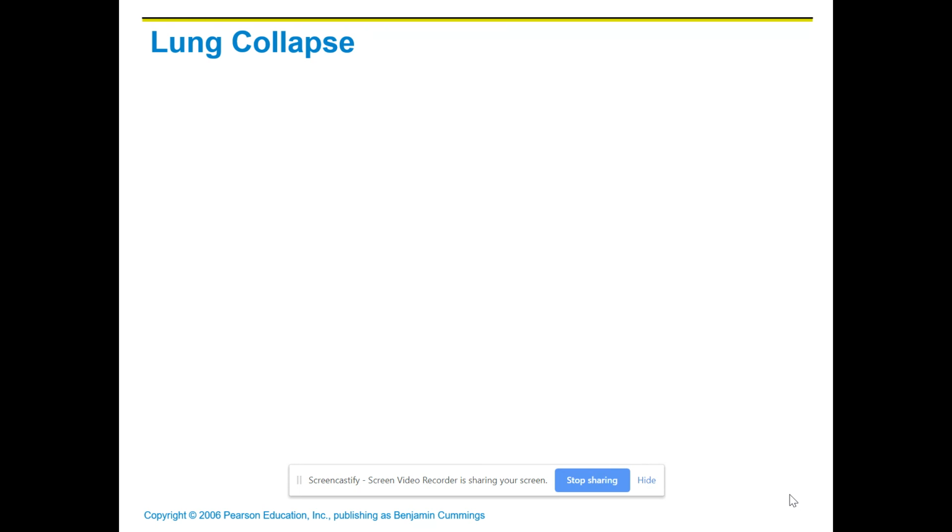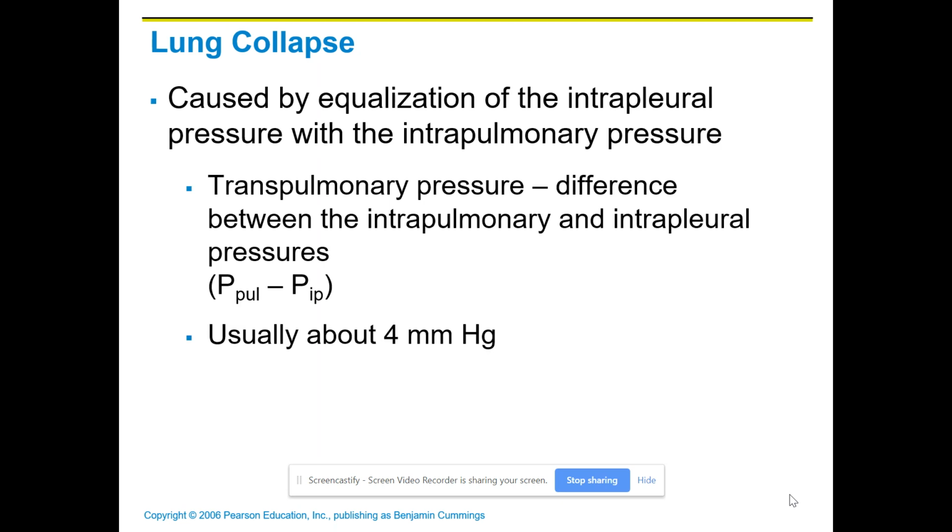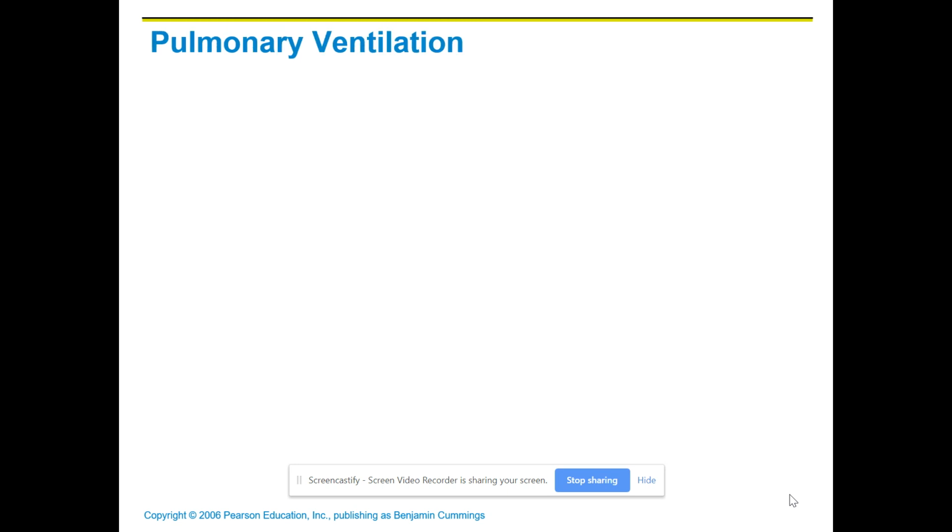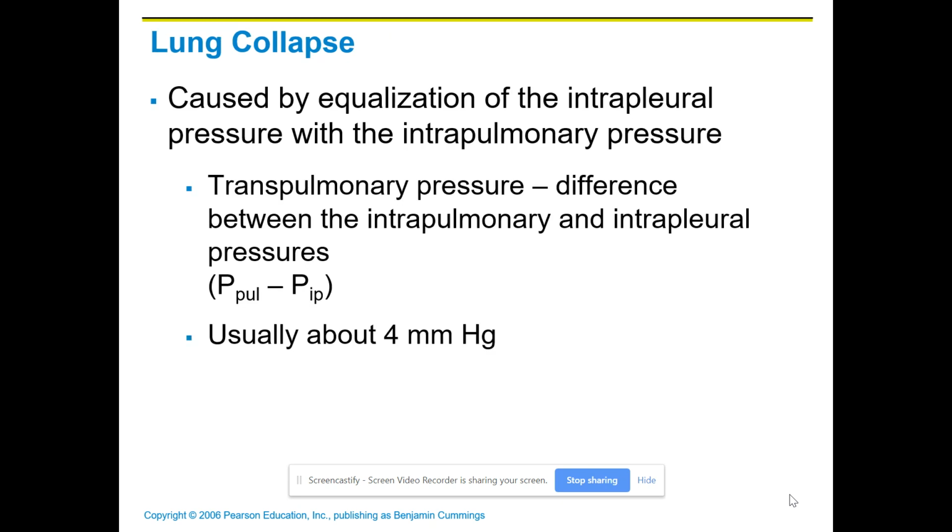This intrapleural pressure is important because it keeps our lungs partially inflated. Remember, it's about 4 millimeters of mercury less, which means that our chest cavity is slightly negative, slightly sucking on the lungs. When you suck on something, the same way that you suck air through a straw, it makes the lung inflate. To remove that 4 millimeters of mercury, what's going to happen is the lung will collapse.